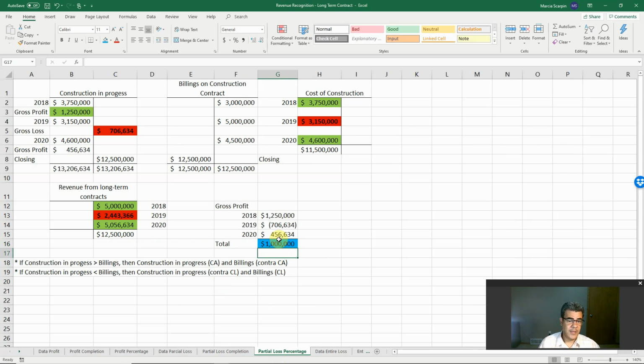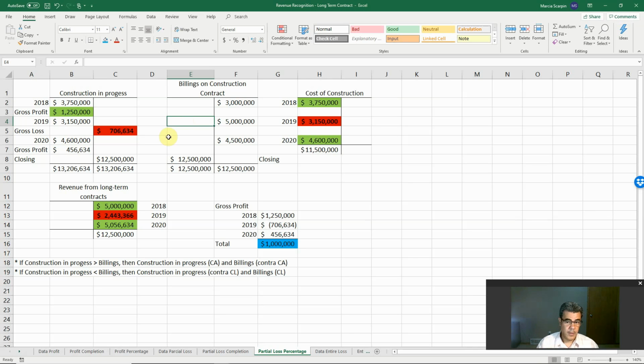Okay, guys? And by the way, when we compare construction in progress with billings, if construction in progress is greater than billings, billings will be contra out of construction in progress. We combine both. If construction in progress is lower than billings, then construction in progress becomes the contra out of billings, and then we have a liability.